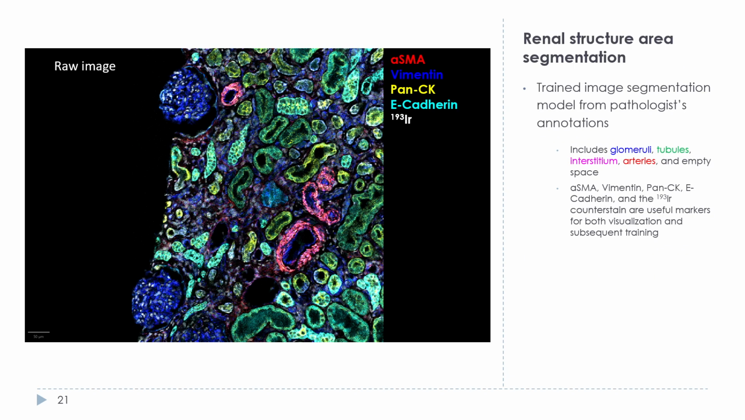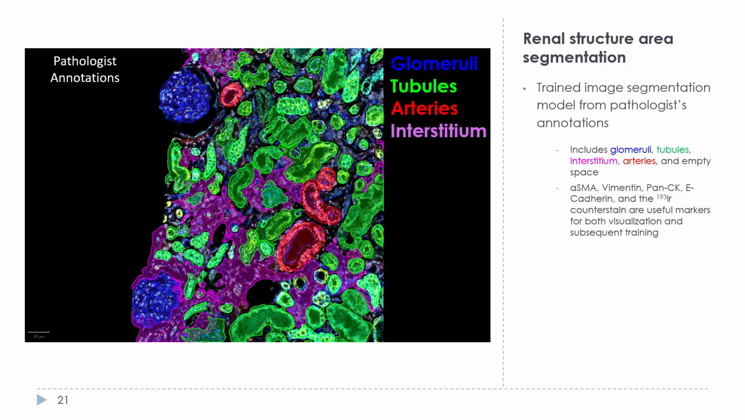But at this stage, we've yet to really take into account any aspect of the spatial dimension, such as spatial localization of cell types to various renal structures. Here, we display the relevant markers for renal structure segmentation, such that a pathologist can annotate their structures of interest. In this study, we were interested in the localization of various immune cells to glomeruli, tubules, arteries, and interstitial areas.